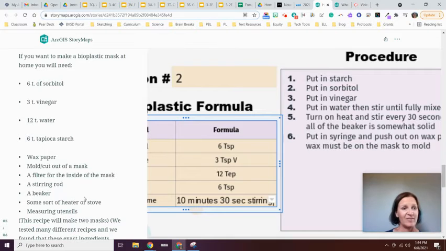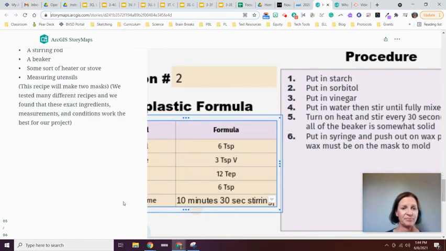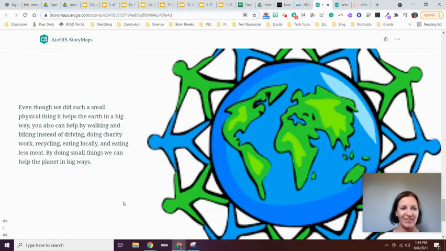Next, we can see some specifics. So if you want to copy their final procedure, you are able to do this. So we've got the recipe over here as well as the procedure. And then finally, they've kind of finished it off here by explaining that even though it seems like what they did was a small thing, small things can make big differences.